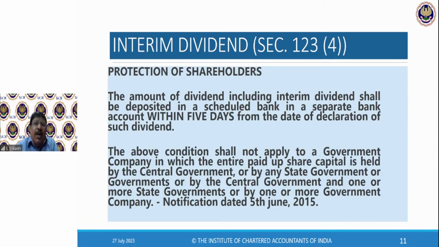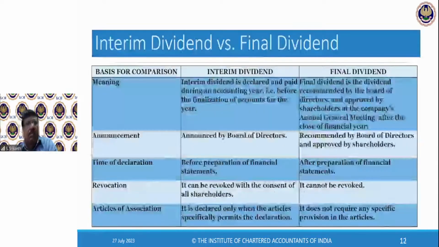Above condition shall not apply to a government company in which the entire share capital is held by the central government or state government. Because with a government company, you cannot doubt the government. Now, come on. Government is sacred. You can't doubt the government. Am I correct? So those are the basic differences between interim and final dividend.